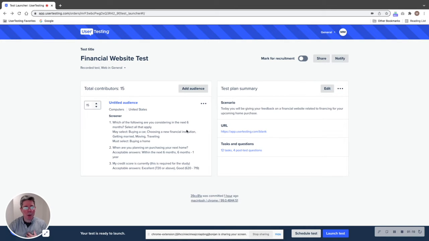And in this particular test, I put a screener that said, which of the following are you considering buying in the next 6 months? So a car, choosing a new financial institution, getting married, moving, traveling, or buying a home. They could select all of these, but they had to pick buying a home. So I'm looking for people who want to buy a house in the next 6 months. When are you planning on purchasing your next home? Again, I'm just reinforcing it to give some credibility to that first answer. Within the next 6 months, or 6 months to a year. Those are the acceptable answers. And then I want people with excellent or good credit scores.